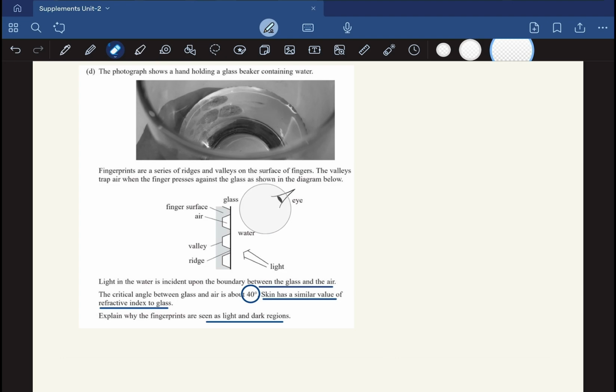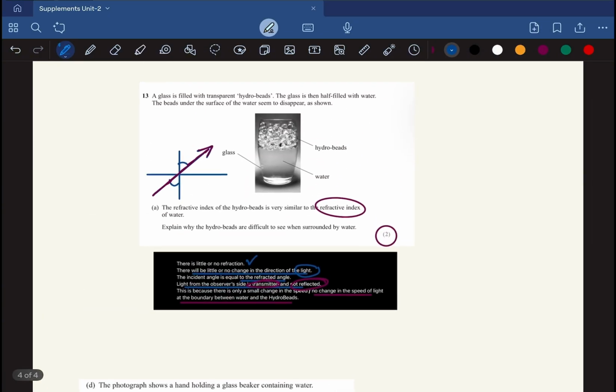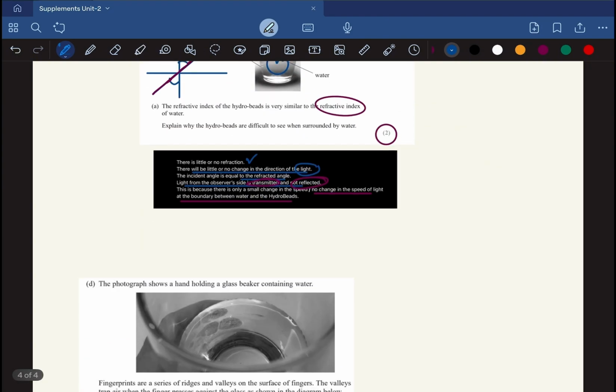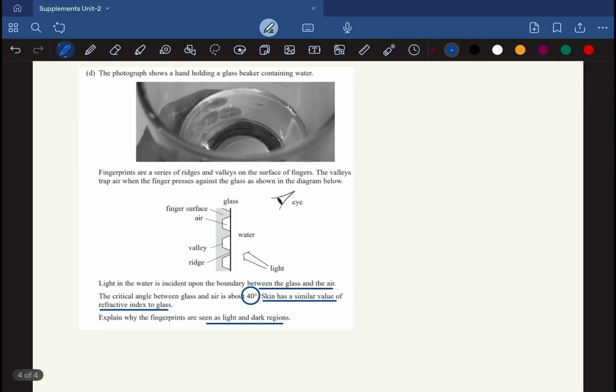Now let's have a look at why this is actually happening. Let's relate this question to our previous answer. We weren't able to see because the light was transmitted, right? The light was transmitted from the water to the hydrowaves. That's why we couldn't see the hydrowaves right here, because the light wasn't reflecting back. This is the same concept with which we will answer right here.